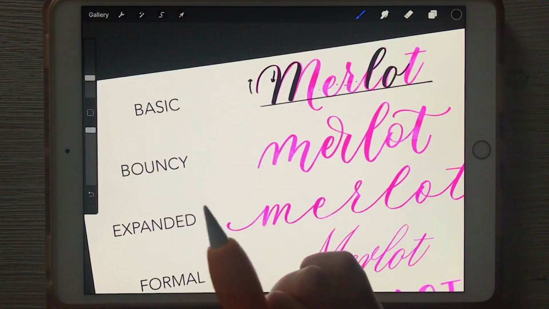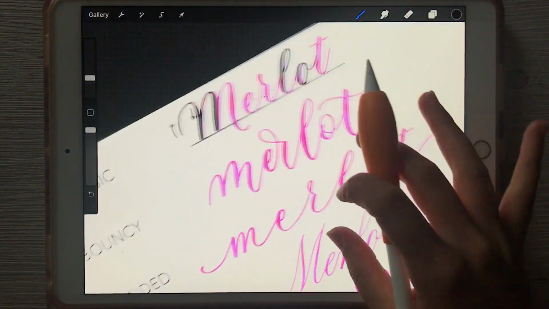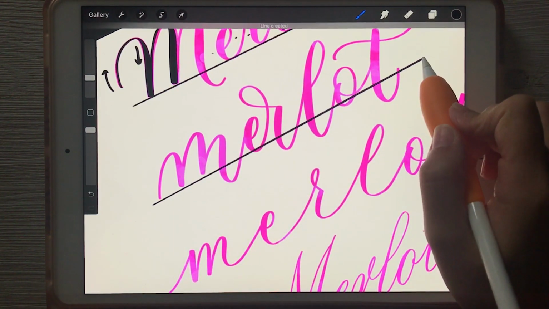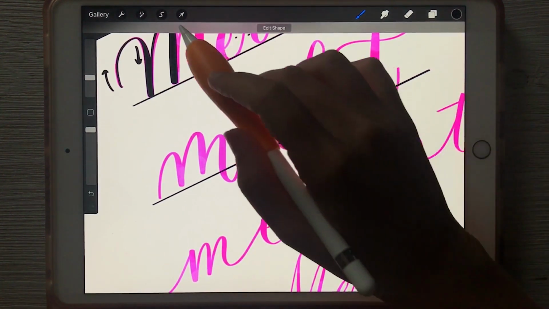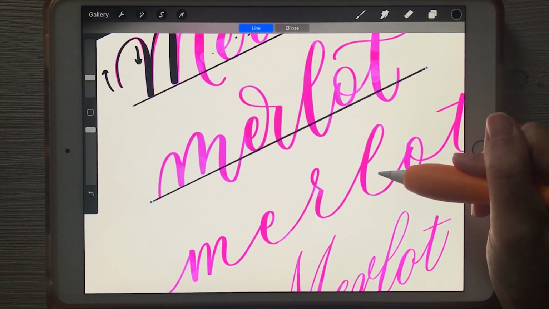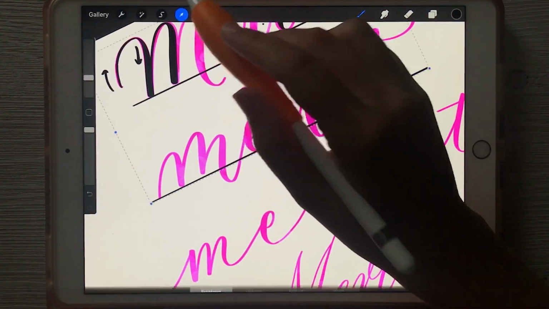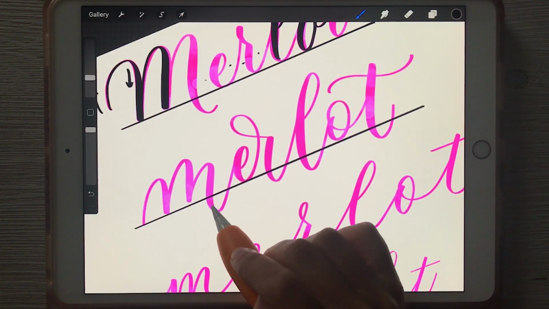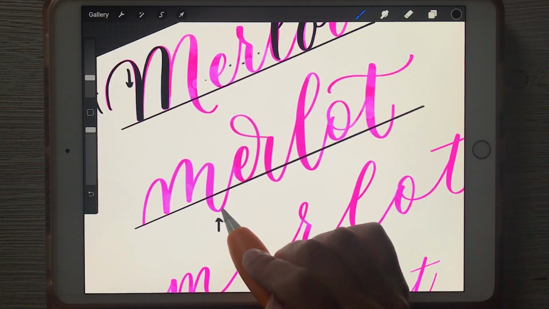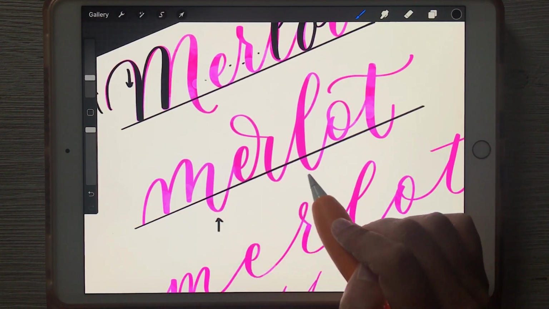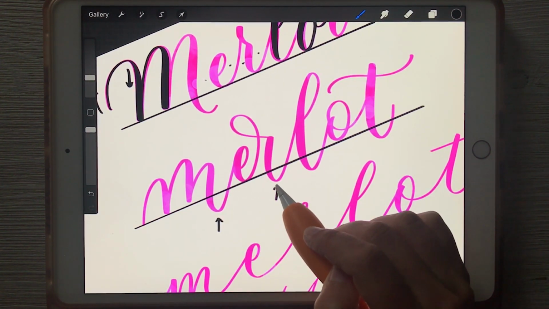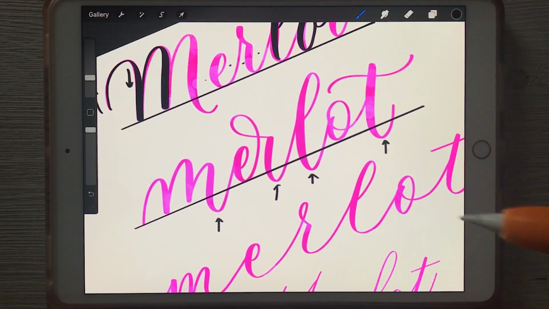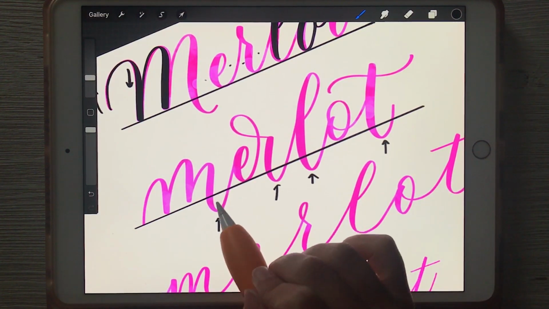So now when we look at style number 2, which is Bouncy, let's draw in a baseline here. I'm just going to draw a straight line, and let's move it up just a tiny bit. Okay, so you can see here that on the Bouncy style, there are areas of the letter that go below the baseline. So anything below this line, like the part of the M, R, L, and T, these are considered bouncy letters because they're bouncing below the baseline.